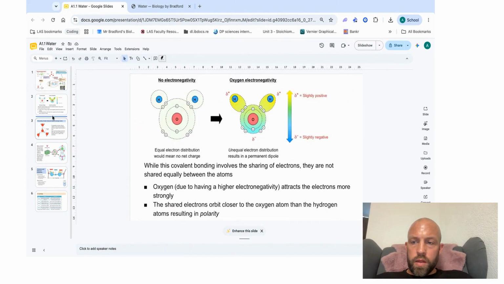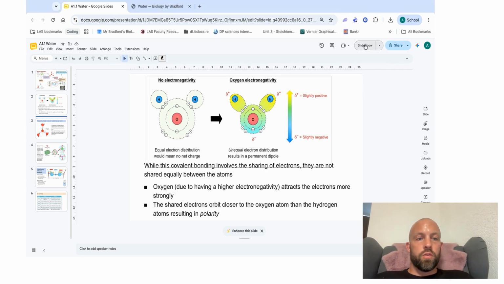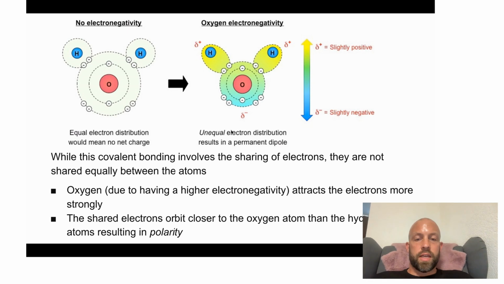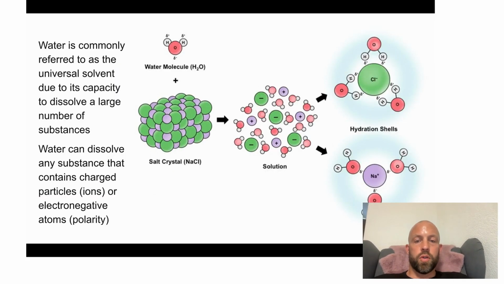Now, here's a closer look at those pictures, showing us the slightly positive terminals. Sorry, I was just moving the little camera. And the slightly negative terminal of oxygen. And that means we're going to find these weak intermolecular forces that we call hydrogen bonds. Now, this gives it a few properties: cohesion and adhesion, we mentioned, and also the solvent properties.